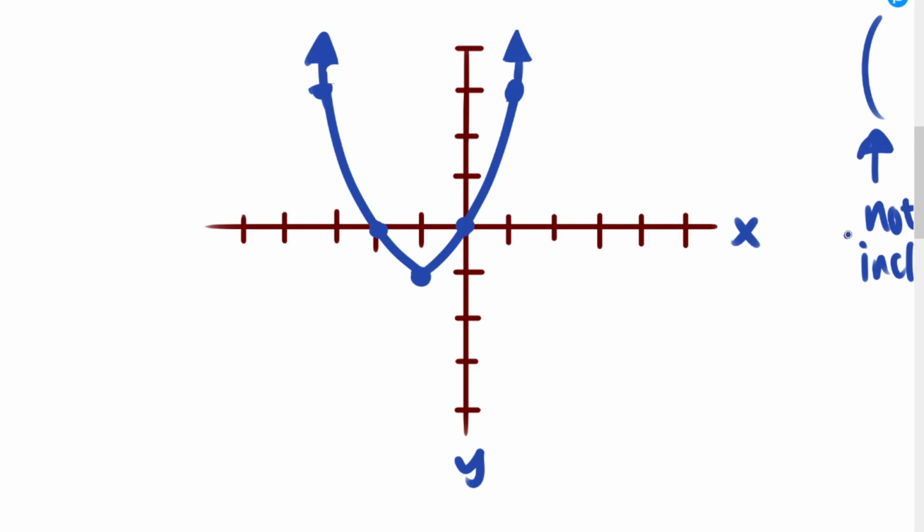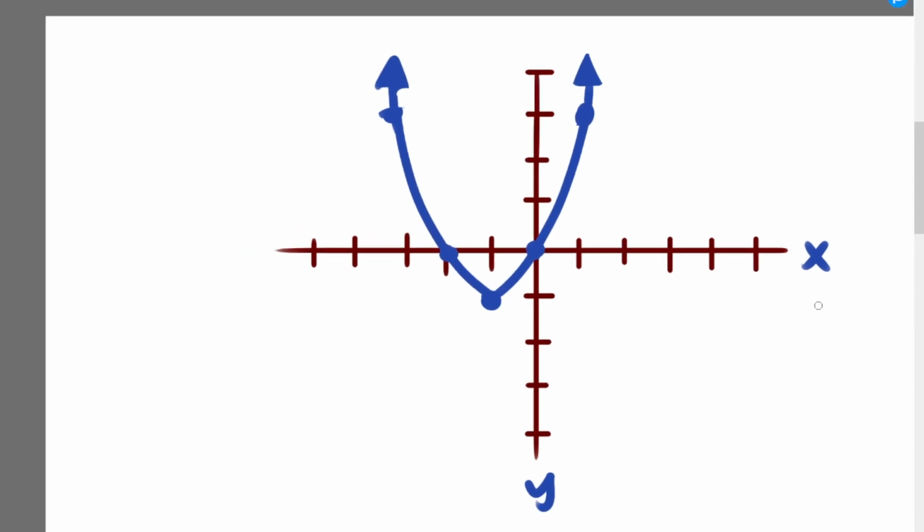Hi, so today in this video I'm going to be talking about interval notation. Basically, interval notation says, for domain, this is all of the values that are x, all of our x values on this graph. And for range, it's going to say all of our y values that are on this graph. Let's just hop into this example.